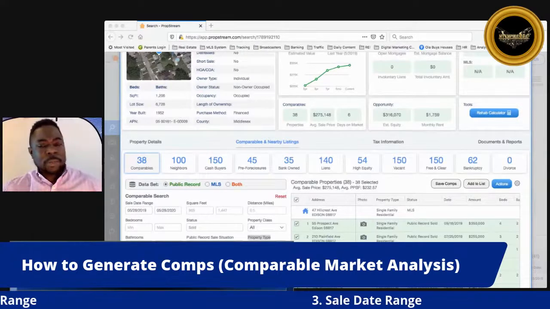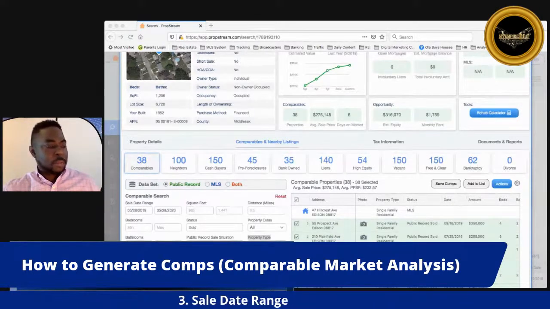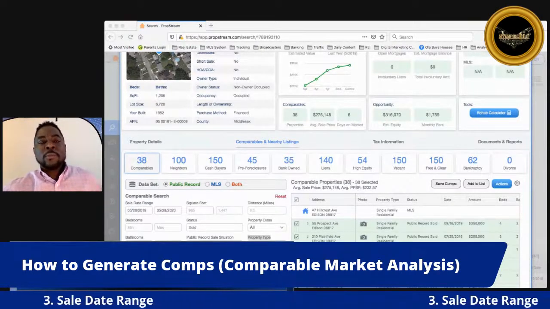The sale date range. All right, the sale date range is the first thing that comes to mind.